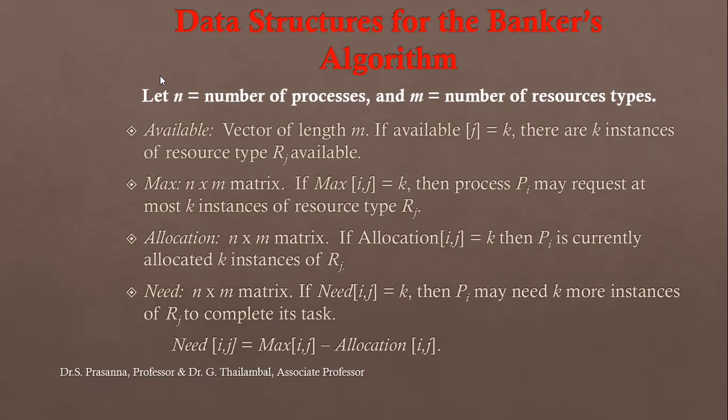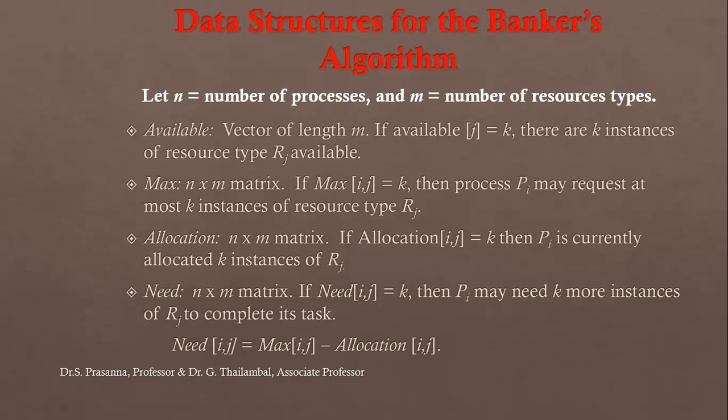Data structures for the Banker's algorithm. Let n equal the number of processes and m the number of resource types. Available: if available of j equals k, it means k instances of resource type Rj are available. Maximum is an n cross m matrix. If max of i, j equals k, then process Pi may request at most k instances of resource type Rj. Allocation is an n cross m matrix, which means if allocation of i, j is equal to k, then Pi is currently allocated k instances of resource Rj.